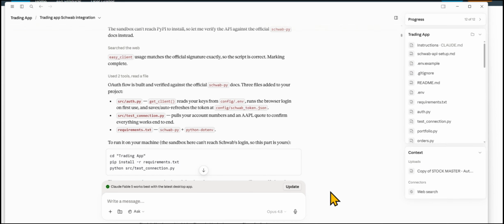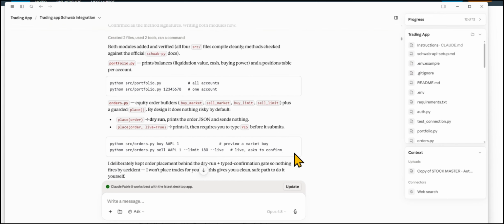Again, I have no coding experience, so when Claude told me to run the CD trading app type script, I ran it in my command file, but it kept giving me an error. So we went back and forth for a while until we figured out that actually I don't have Python installed on my desktop at all.